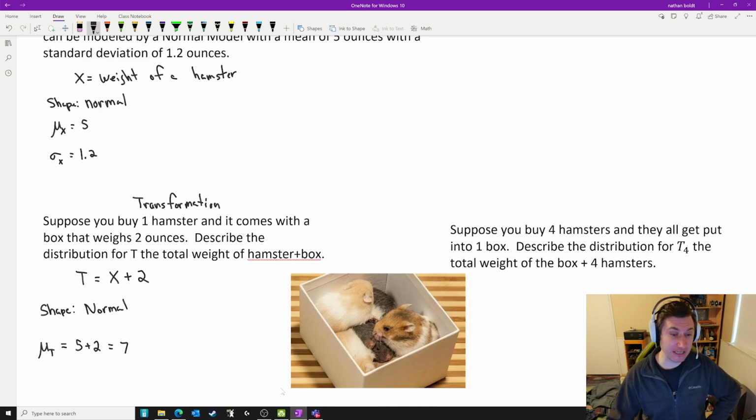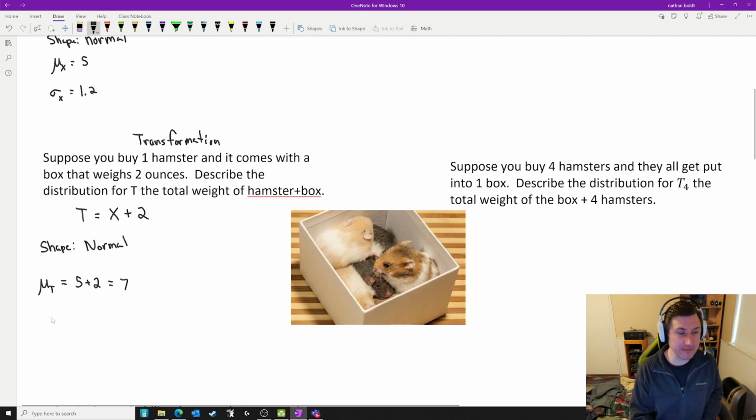Does it change the standard deviation? No, it doesn't, because we're just adding 2 to everything. The whole curve is sliding over. It's not becoming more spread out. So the standard deviation of t, because we're just doing addition, does not change. So it's still going to be 1.2.